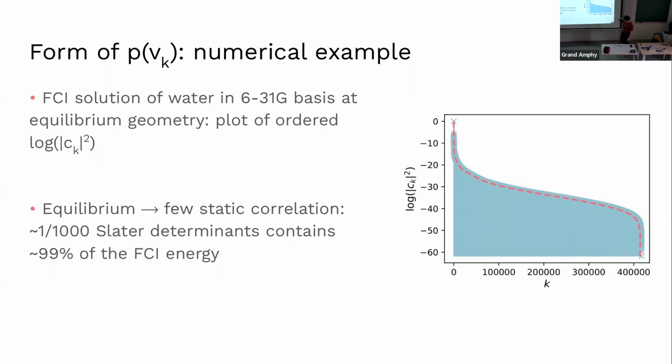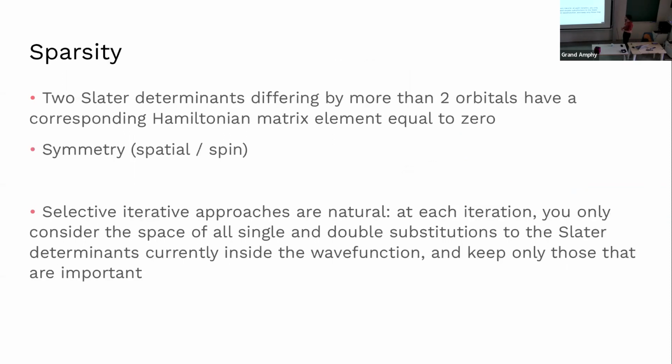This is a characteristic of the equilibrium geometry, as you have little static correlation, but the form of this function will be quite the same even near the dissociation part. You have also this important property that if you have two Slater determinants that differ by more than two orbitals, the corresponding Hamiltonian matrix element will be equal to 0. You have also spatial and spin symmetry to take into account that will create 0 matrix elements inside your Hamiltonian. So the Hamiltonian matrix is really sparse.